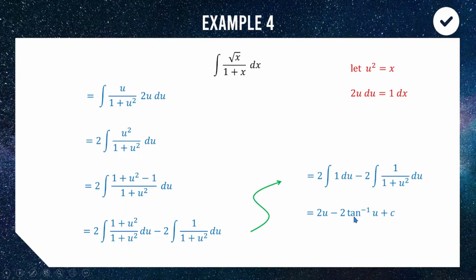Our fraction turns into inverse tan of u over 1, so we can just write u. Also has a minus 2 at the front, and don't forget your constant of integration. And our last step is to back substitute that u squared is equal to x, which means that u is equal to root x. So we'll change these u's to root x's, and there is our final answer fully integrated.